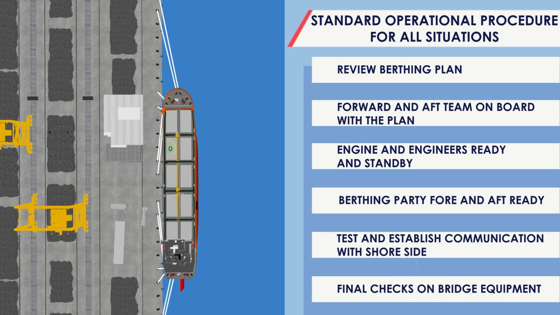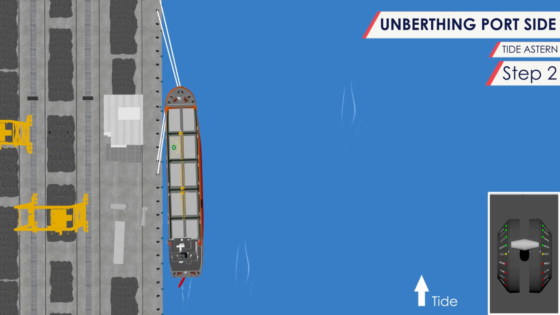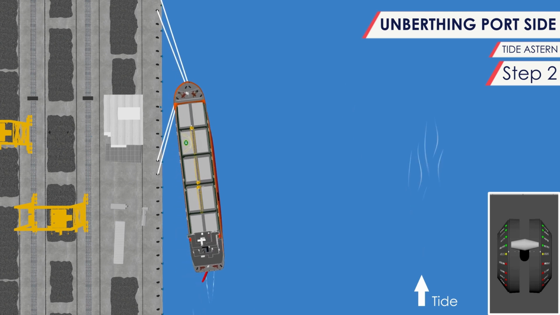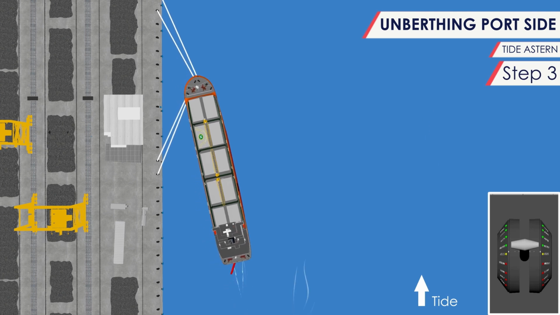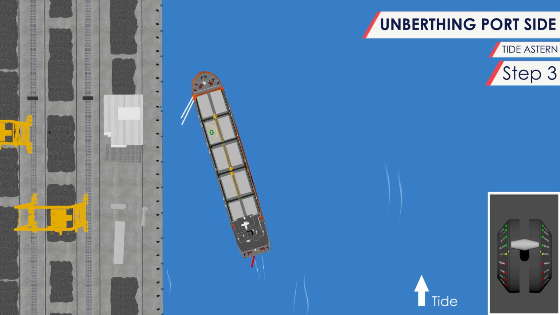So go through your 6 standard operational procedures first, and then step 1, I will single up to a headline and forward spring. Step 2, I will heave on to the headline to tension the spring and place engines at dead slow ahead. The stern will turn outwards away from the berth. Step 3, once the stern is angled away from the berth, I will let go the headline and forward spring.